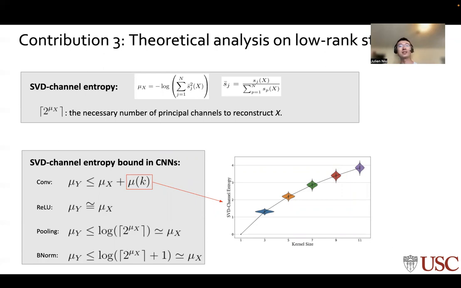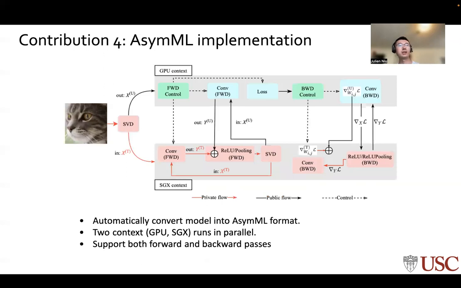To analyze the low-rank structure, we first define a metric called SVD channel entropy. Then, using this metric, we measure the entropy bound in the output after every operation in the models. For commonly used operations like convolution, ReLU, pooling, and batch normalization layers, we demonstrated that the output after all of these layers is bounded by the input. So the low-rank structure is well preserved in the models.